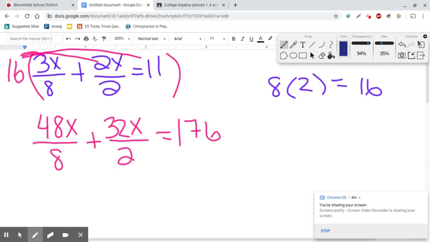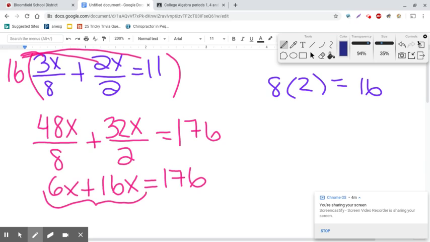48x divided by 8 gives us 6x. Bring down your plus. 32x divided by 2 gives us 16x. Bring down your 176 because there's nothing to do with that. Now we are going to combine our like terms. 6x plus 16x gives us 22x.